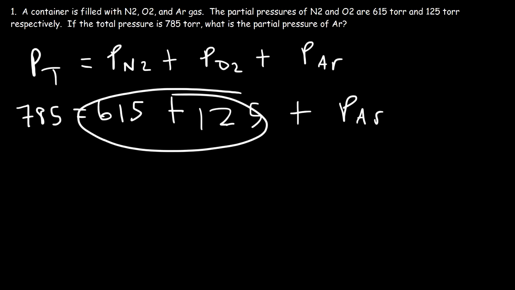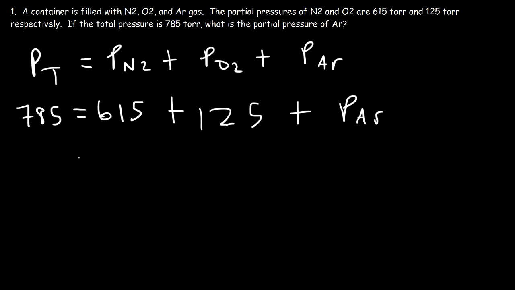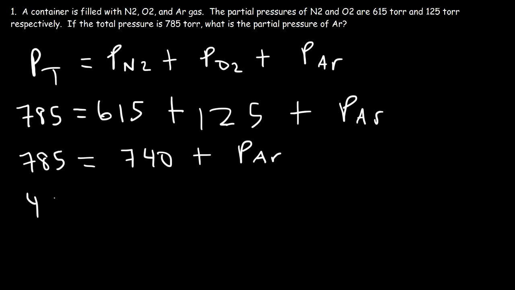So we need to add 615 and 125, which is going to be 740. Next, we need to subtract both sides by 740. 785 minus 740 is 45. So the partial pressure of argon is 45 torr.